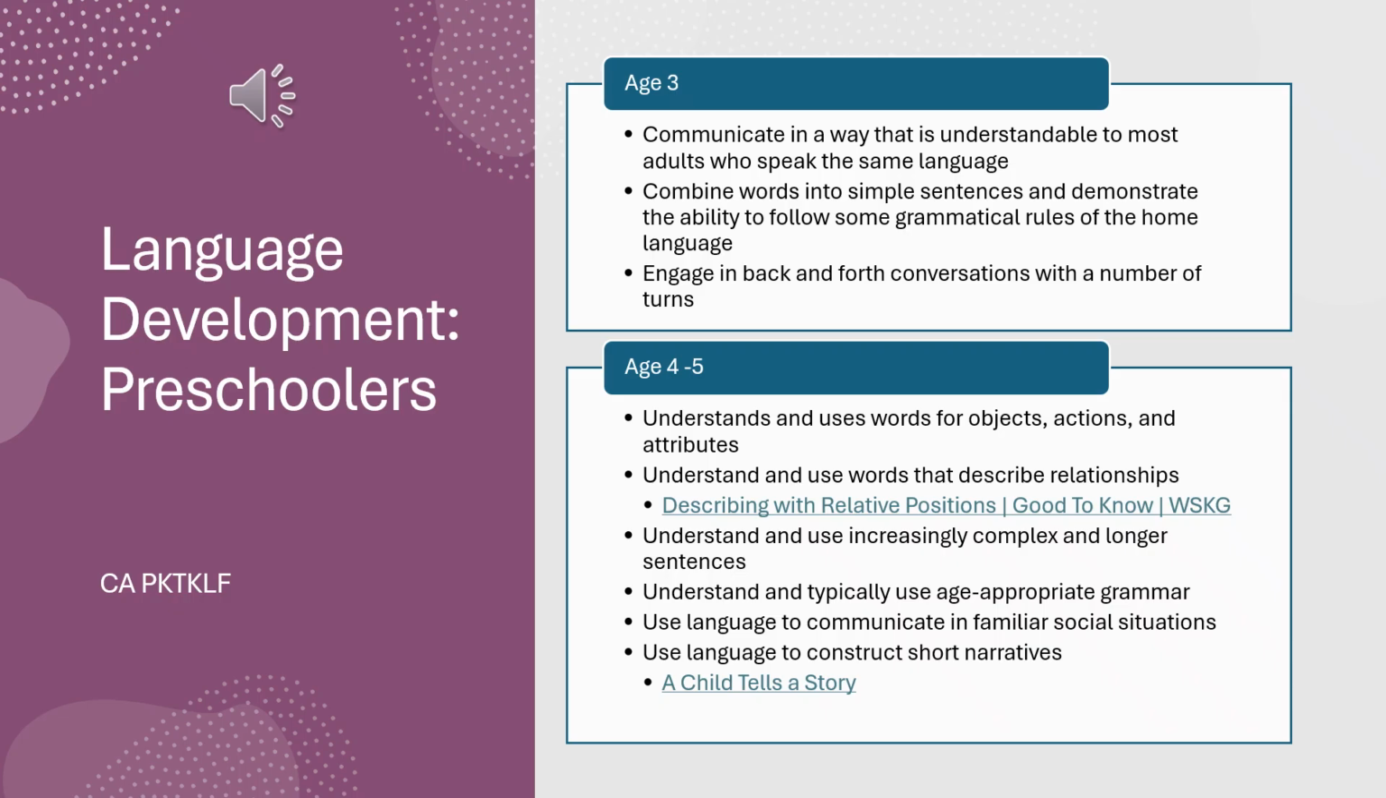They can use language to communicate with people that they know, so they can tell a story, they can have a conversation about what they need and want, and they can also start to tell what's called narratives. So really being able to have a story with a beginning, middle, and end. If you watch A Child Tells a Story, you'll be able to see a young child walking somebody through a story that they would like to have them know.